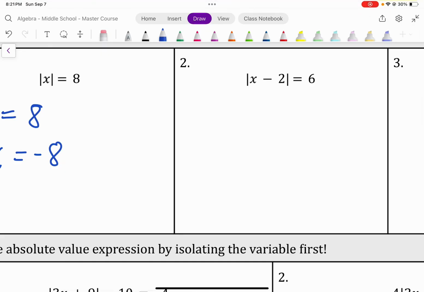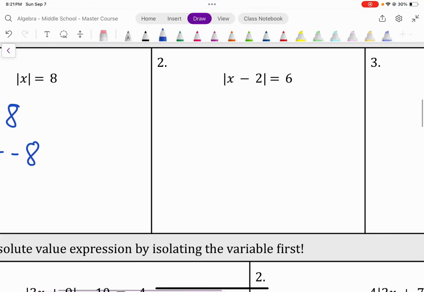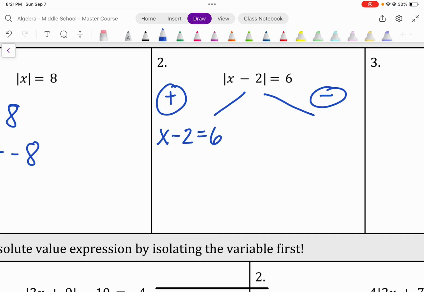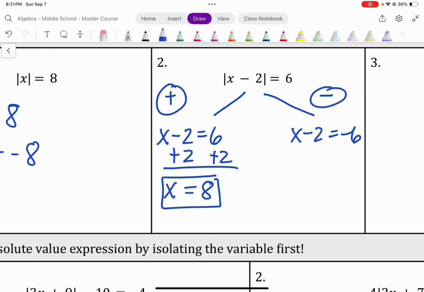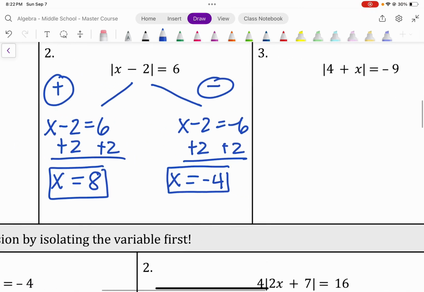Now the next one, we have absolute value set equal to a positive, so we can just split it and solve it for the positive answer and the negative answer. So x minus 2 equals positive 6, and x minus 2 equals negative 6. And when we solve both, we'll get our two separate answers. X equals 8, and x equals negative 4. So if you plugged both of those in, 8 minus 2 is 6, its absolute value is 6. Negative 4 minus 2 is negative 6, its absolute value is 6.